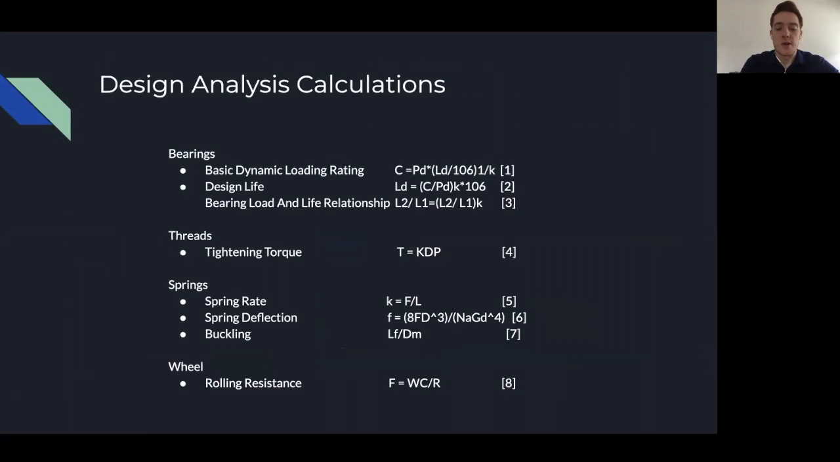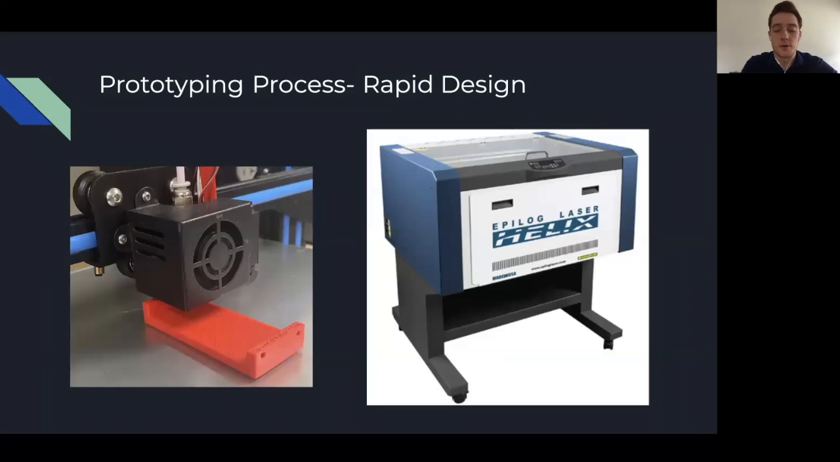These are some of the equations which we use to analyze the device for component failure and stresses, and also to calculate the required torque to get the device moving. Shown here are two of the tools which our group used for rapid prototyping. The 3D printer allowed for easy testing of bracket designs, while the laser cutter allowed quick testing of bolt spacing patterns.